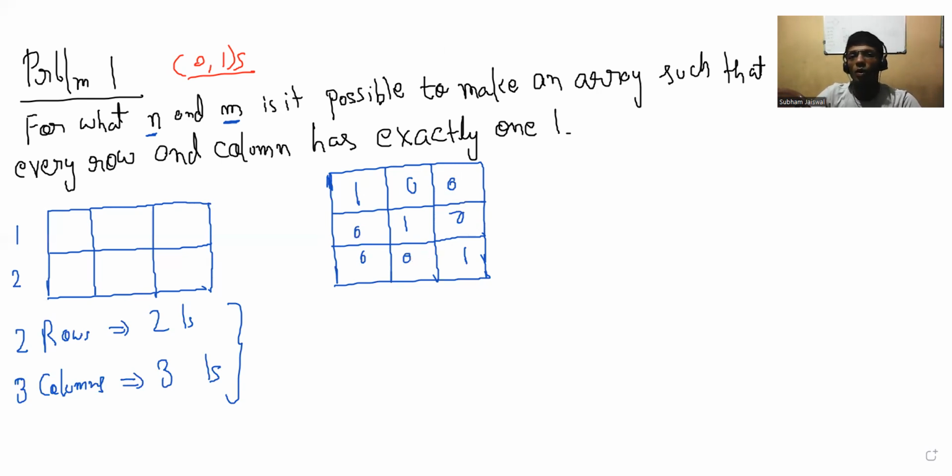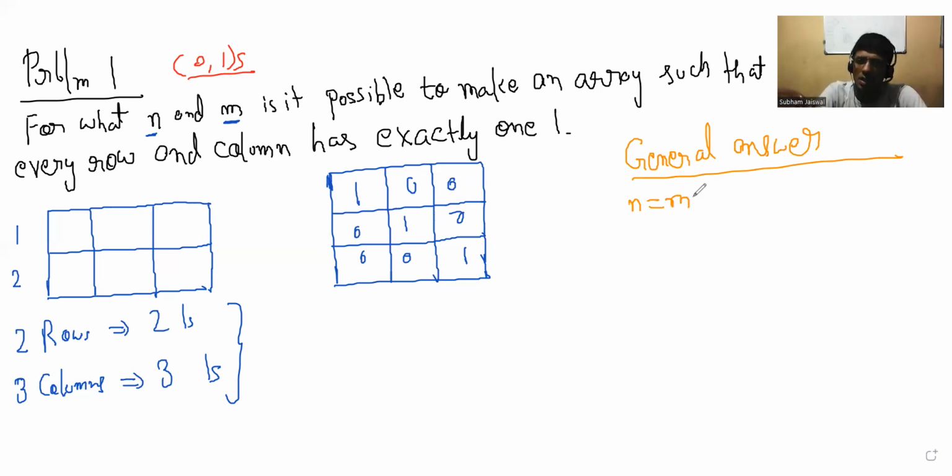So what is the general answer? Someone please say a general answer. Now I don't want numbers. Yes, Aparna, you were saying the same thing. n equal to m, that's all. That's the only condition; under no other case is it possible. It's a very simple question.